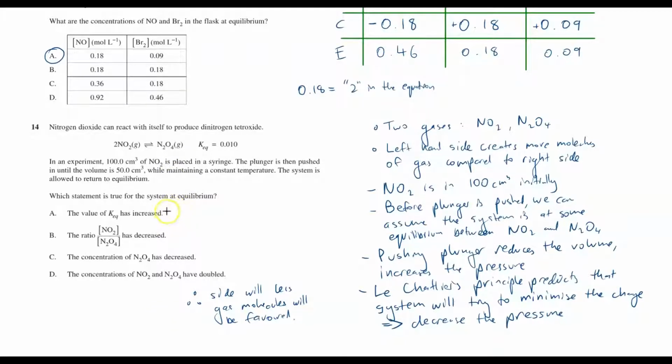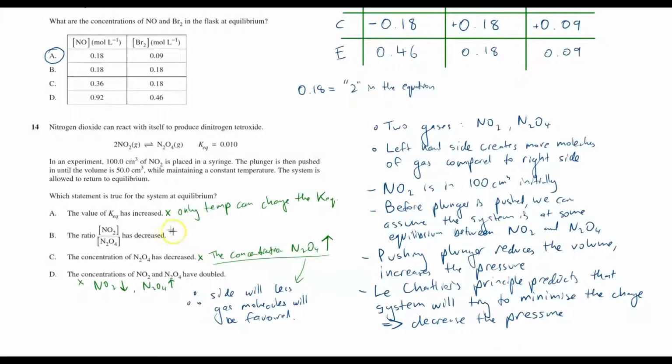Going through the options, option A is wrong, as the only factor that can affect the equilibrium constant is temperature. It is constant here. Option C is incorrect, as the dinitrogen tetroxide concentration will actually increase based on our reasoning using Le Chatelier's principle. Option D is also incorrect, as both gases cannot increase in concentration at the same time. Here we determine that nitrogen dioxide will go down, while dinitrogen tetroxide will go up.